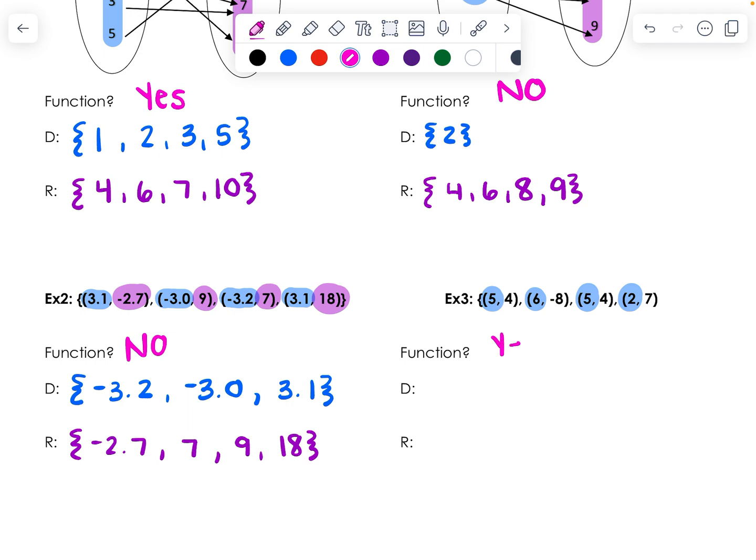This is that one exception. If we have the same x value listed, but it has the same y values, it is a function. So our domain from smallest to largest would be 2, 5, 6. And our range would be -8, 4, 7. All right, that is it for the notes.